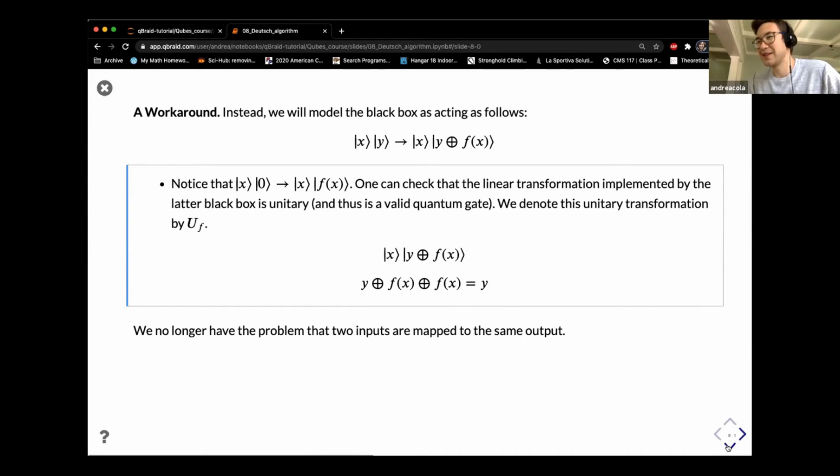Okay, very good. So now we no longer have the problem when we use 2 qubits. We no longer have the problem that 2 inputs are mapped to the same output, which made our mapping not reversible.